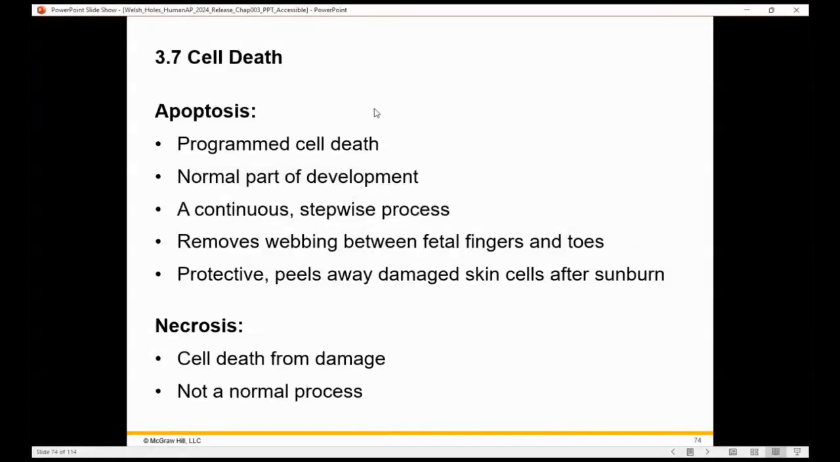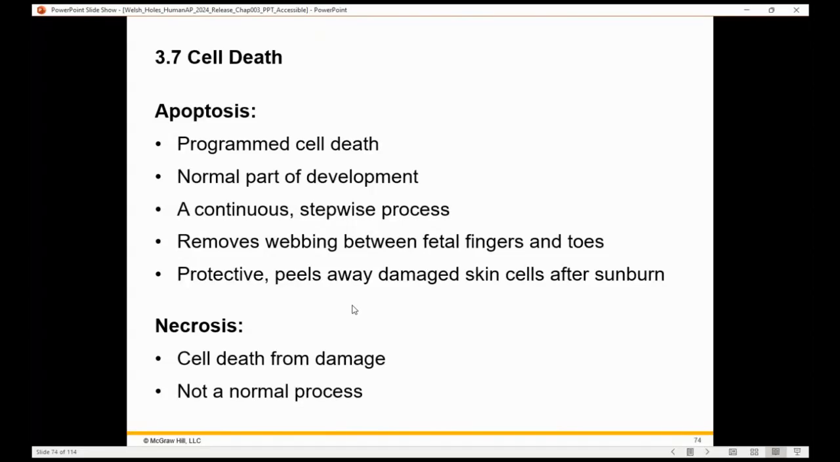Okay, and finally, cell death. This is called apoptosis. This is programmed cell death. It's a normal part of development. It's a continuous stepwise process. For example, apoptosis happens when it removes webbing that's between the fetal fingers and toes. And yes, at one point of the fetus, you have webbing between your fingers and toes.